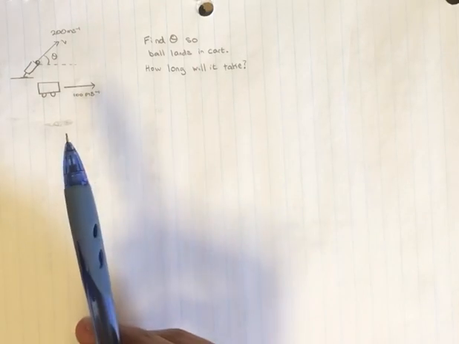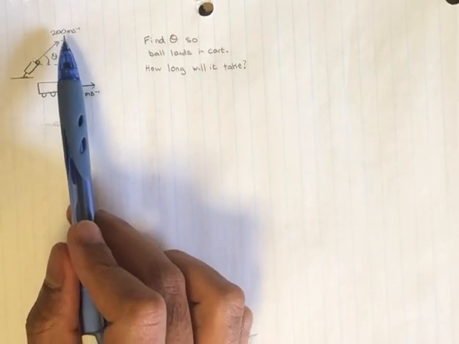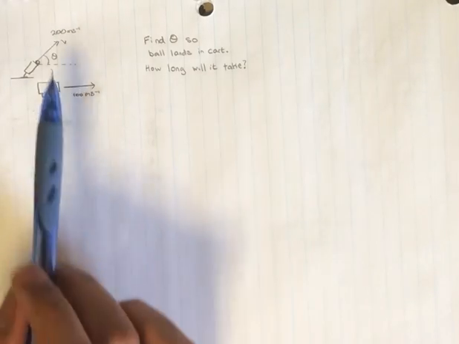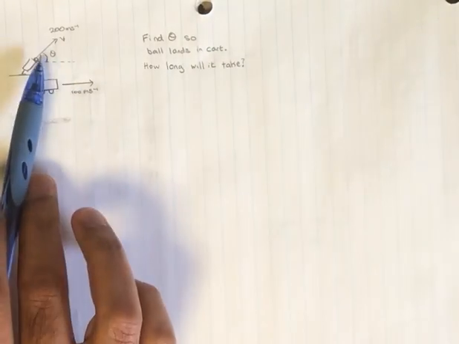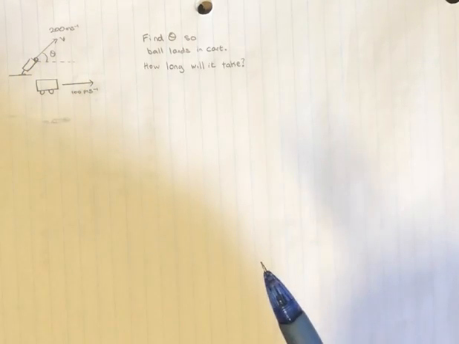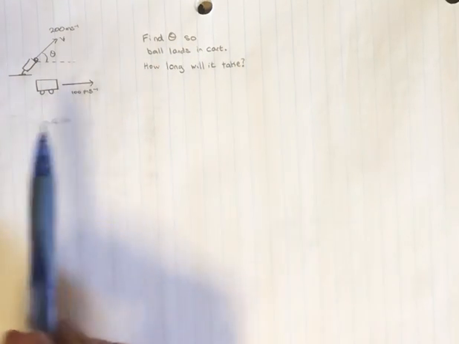and at the same time the train passes this gun which fires a ball at 200 meters per second into the sky with angle theta from the horizon. So we have to find theta so that the ball lands in the cart, and we also have to find how long this will take.